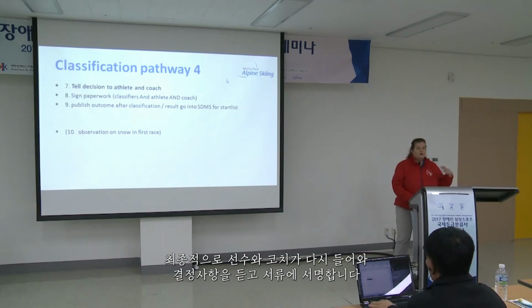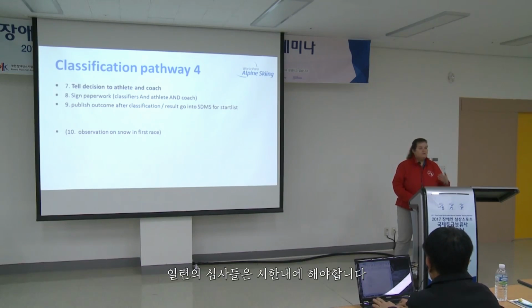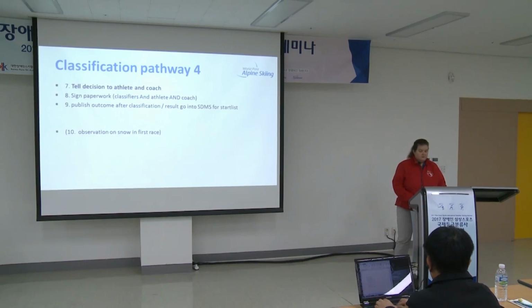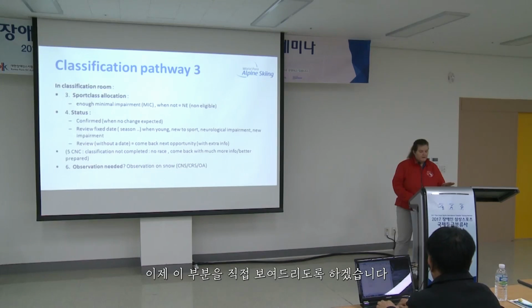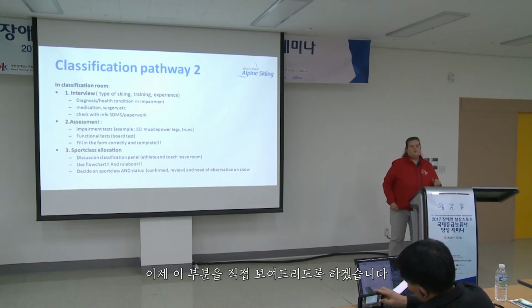Then athlete and coach come back, we tell the decision, we sign all the paperwork, and there comes a list with the outcome after classification, and everything is going to be put in the system. And it needs to be done in time because the start list needs to be made. So there must be a class on the start list. And when there's a need for observation, we arrange that as well. So this is the classification pathway, and we will play this part. We'll show you.